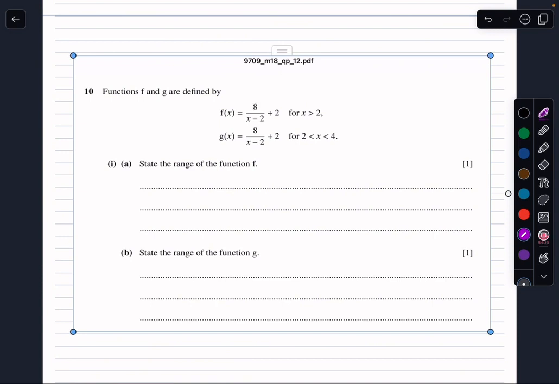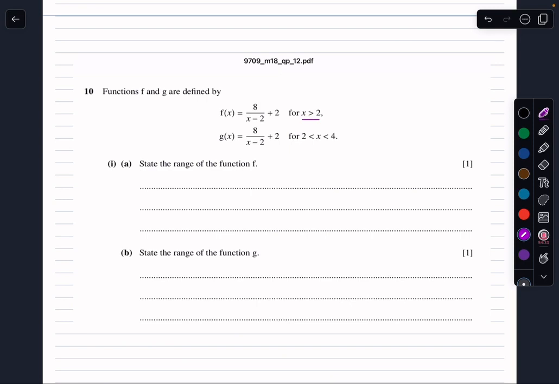So we can see that the two functions are the same except that the domain is different for both of them. Function f has the domain x greater than 2. Function g has the domain 2 less than x less than 4. So state the range of the function f.